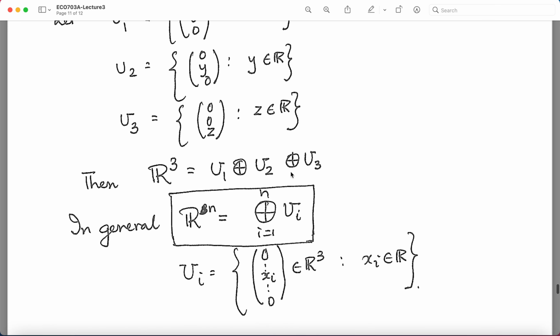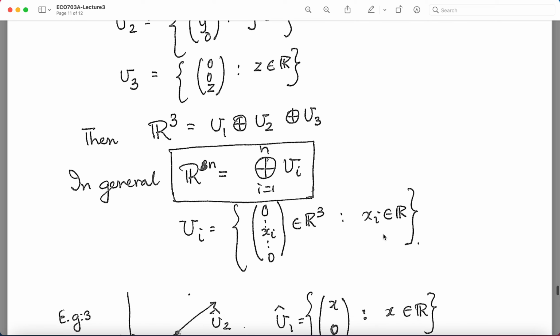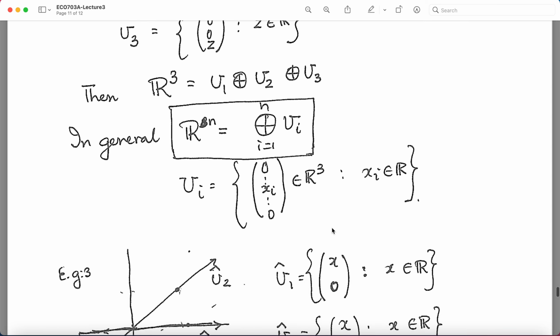So, Rn in general can be written as a direct sum of these axes subspaces, where Ui consists of elements like this. It is Rn, not R3, sorry, it is a mistake, where xi is an element of R. There are a lot of printing mistakes here which I will have to correct at a certain stage, but students please correct it here.